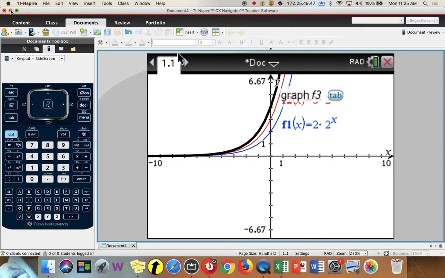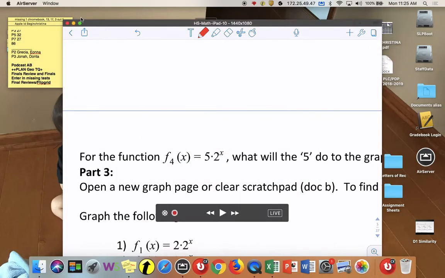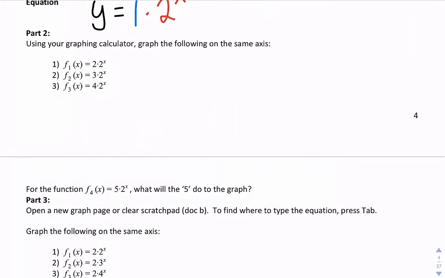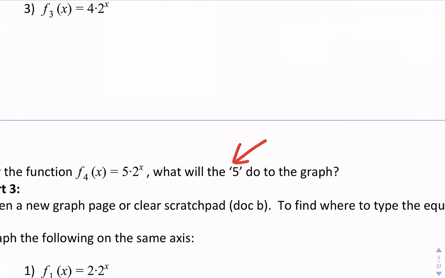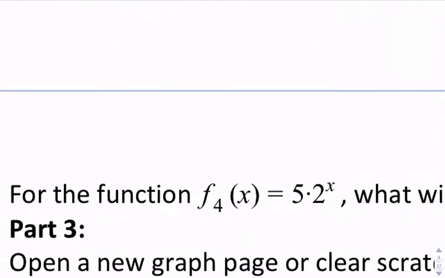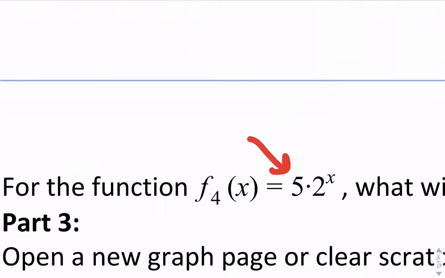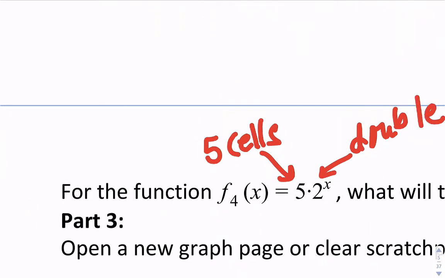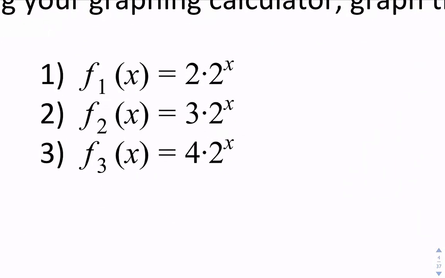So if you make a prediction, the 5 would be like the starting value, the y-intercept of the new graph. So 5 would be the starting value of the y-intercept. And if you think about what this means, it means, let's say you start with 5 cells and they double every day. So for all of these, they're all doubling, but we start with a different amount of cells each time.